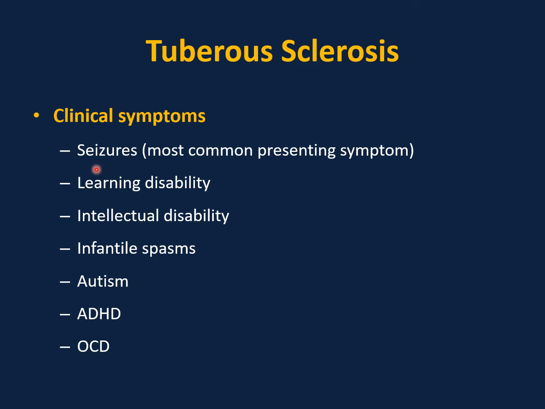The presentation can be just seizure, but in this case, any child who presents with seizure, you need to look carefully in the skin for any skin lesions. So seizures are the most common presentation of tuberous sclerosis: learning disabilities, intellectual disability, infantile spasm, autism. So autistic children may have tuberous sclerosis. You should keep that in your differential. ADHD, obsessive compulsive disorder. These are some of the things where you can miss tuberous sclerosis. You should consider it in your differential for children with autism, ADHD, and obsessive compulsive disorders.